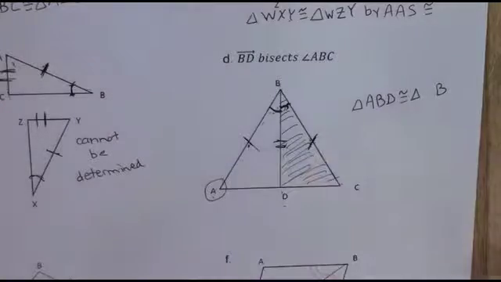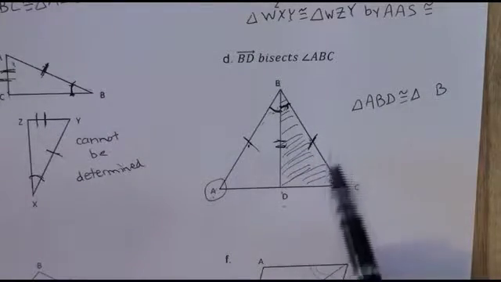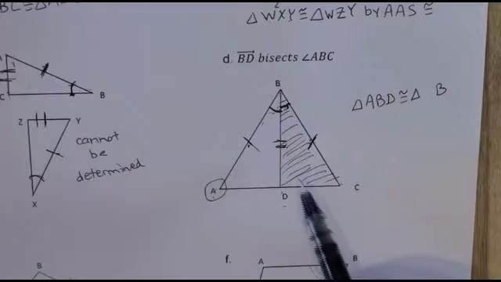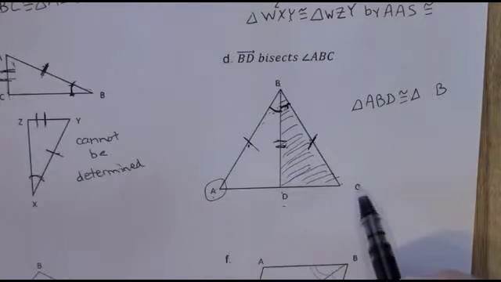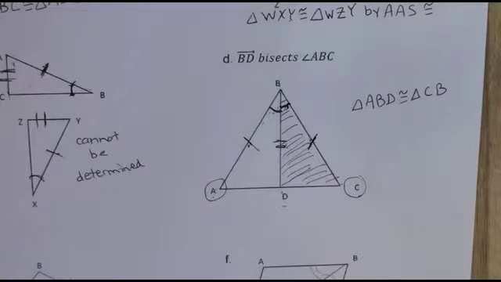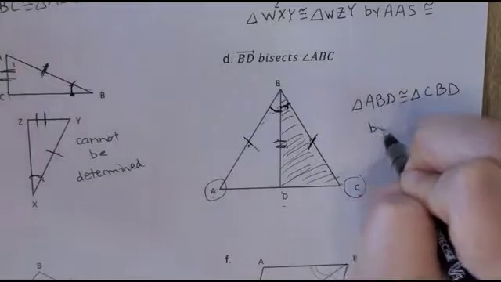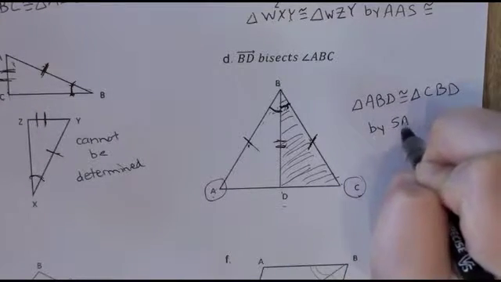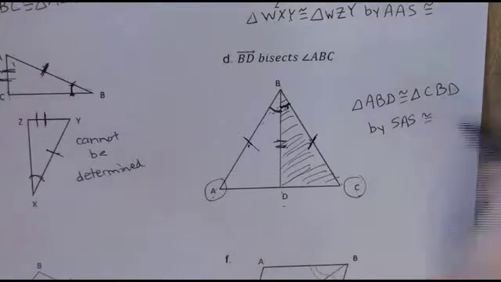So you want to start at the letter in the other triangle that's at the end of the side with one congruent mark. That's going to be C. C goes first, then B, then D. By side, angle, side congruency.